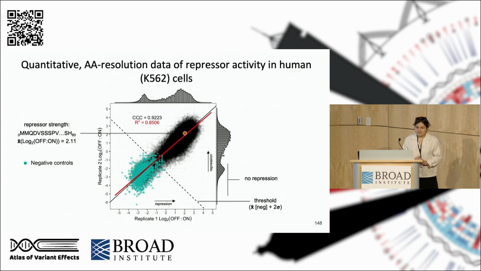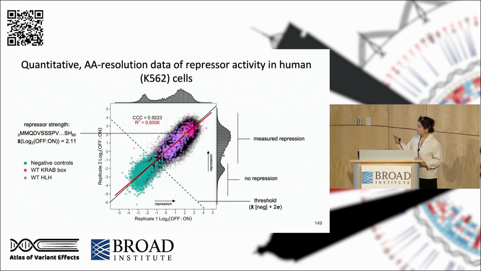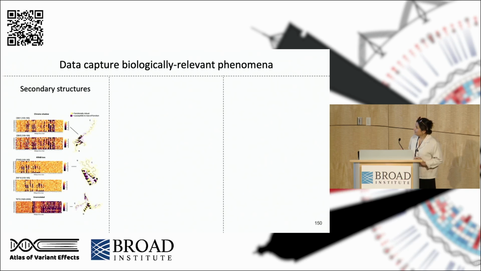And so our negative controls cluster at the lower end of this, which we were happy about. And then, of course, we had our wild-type mutants on the other end, which we can see span a dynamic range of different repressor strengths. So we have these HLH wild types that are moderate in function, and the KRAB domains, which are known to be very strong.